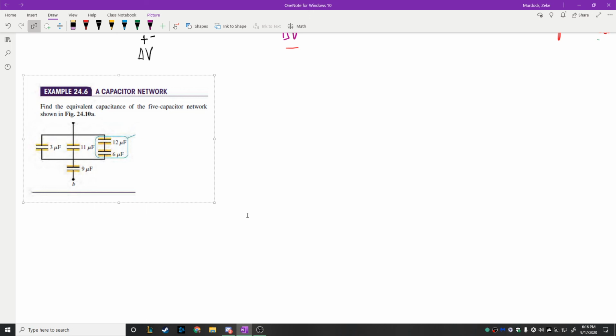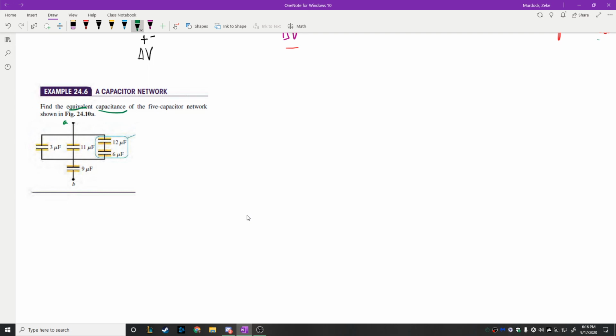So here's the problem. You guys can read it. Find the equivalent capacitance of a 5 capacitor network. You have these 2 points, A and B. A 9 microfarad capacitor, then a 3, an 11, and a 12 and a 6 connected together like this right here. And our goal is to find the equivalent capacitance.